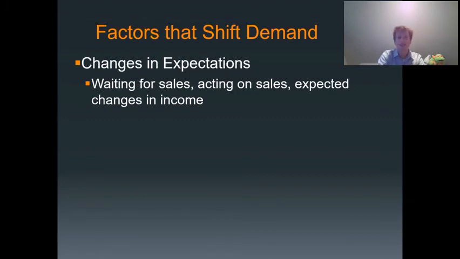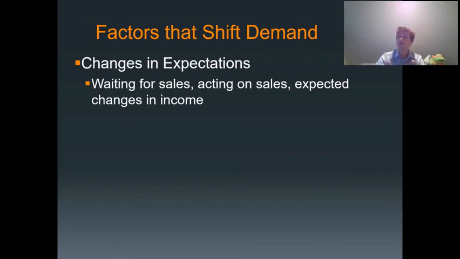Changes in expectations. So this is the least likely to show up on the AP test because it's the most confusing and the most wordy. And the AP test is trying to move away from giving you wordy problems. So if you are waiting for a sale, or you're acting on sales or something like that, or expected changes in income, that will shift demand. And it's all very apparent based on what the expectation is.